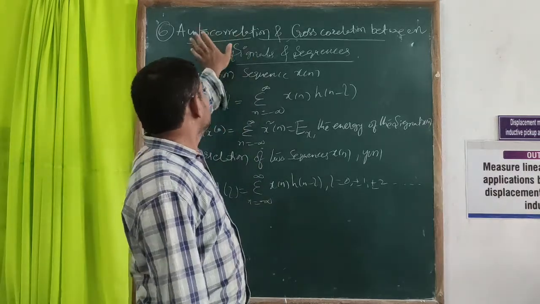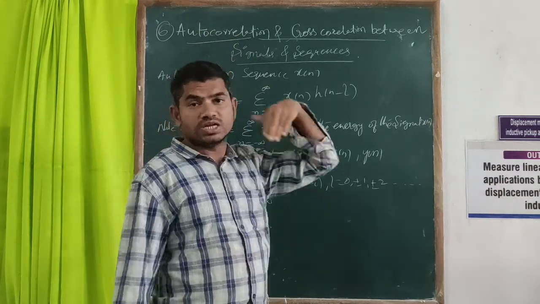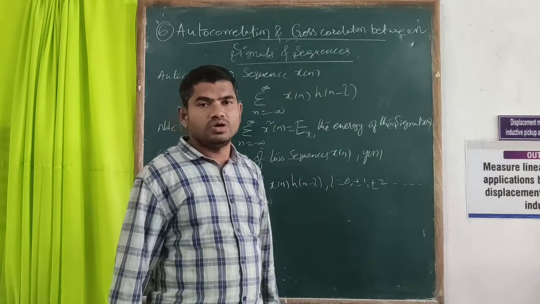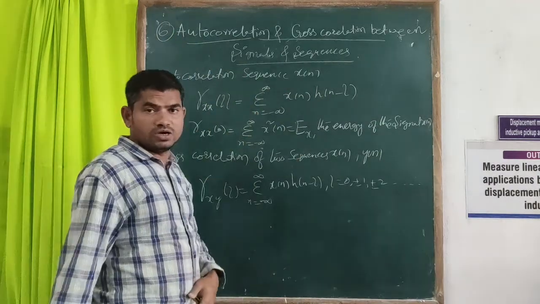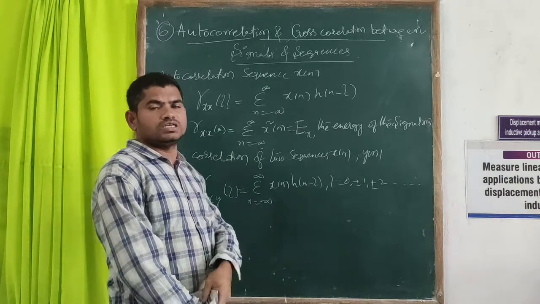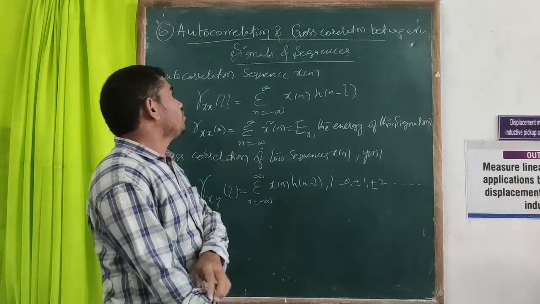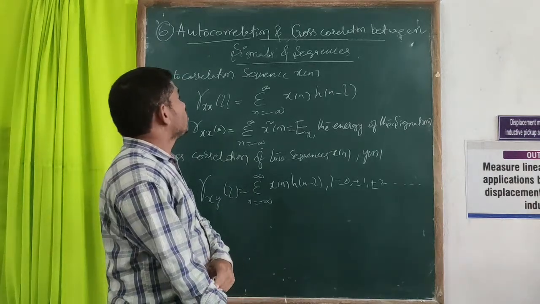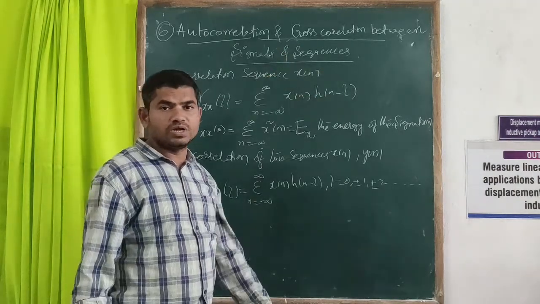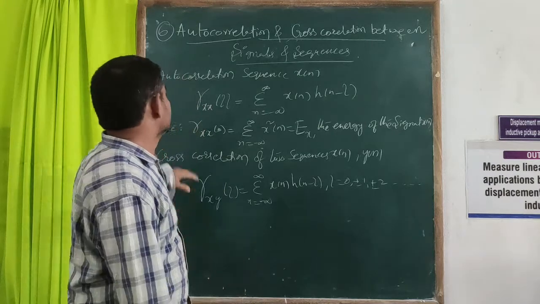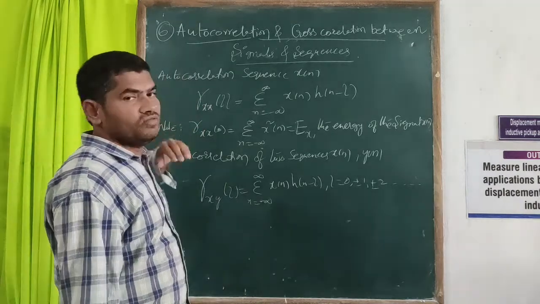In this experiment, I am using the convolution property. Before going to the experiment, what is convolution? How do we autocorrelate a particular signal, and how do we cross correlate two given signals? Here is the standard formula.